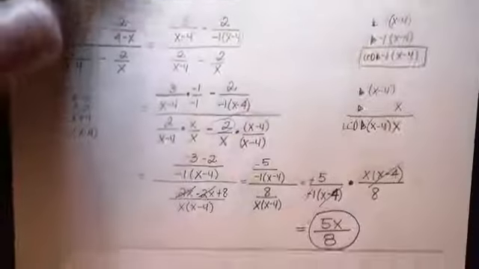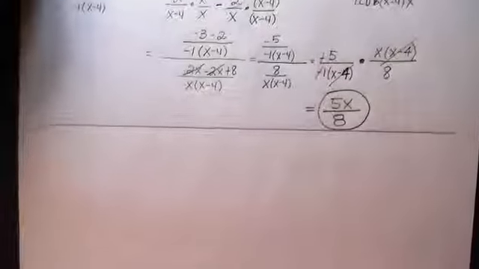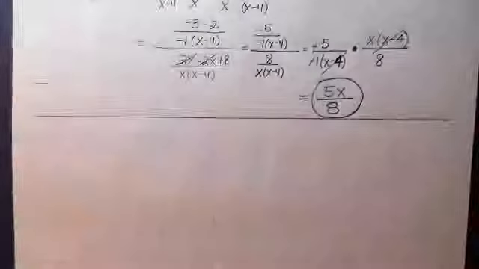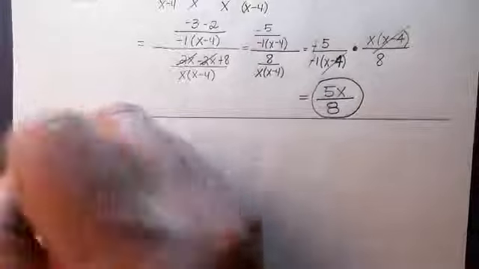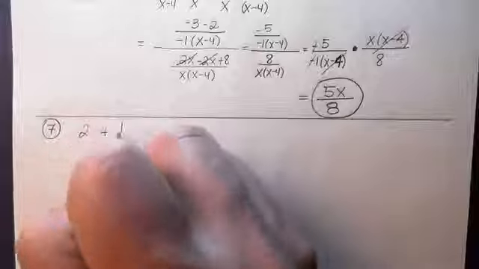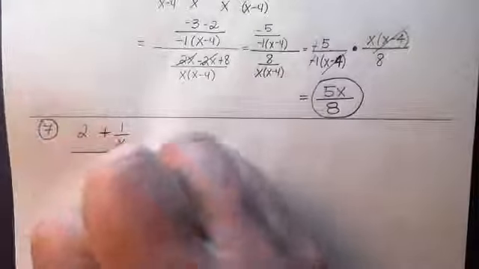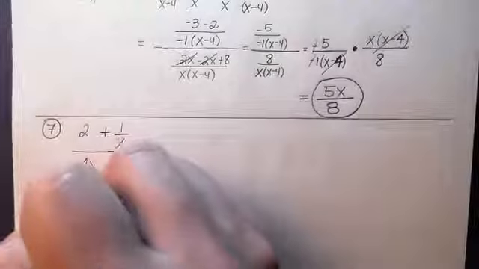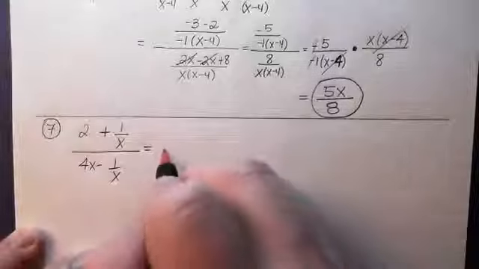Alright, very well. Let's go on to the next problem, problem number 7. Remember, you can stop the video if you need to take a closer look at the problem. But here we are for problem number 7. It's going to be 1 over x over 4x minus 1 over x. Alright, very well.